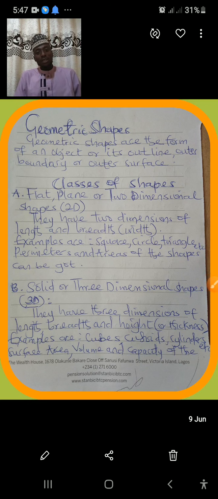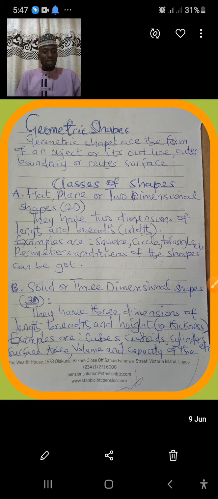Now, I would like to explain the Zoom lesson. Don't forget that I've sent the document to the group, so I'll explain it part by part. The topic we took was geometric shapes. Before now, we took lines and angles. Lines, angles, shapes, they are under geometric or geometry.